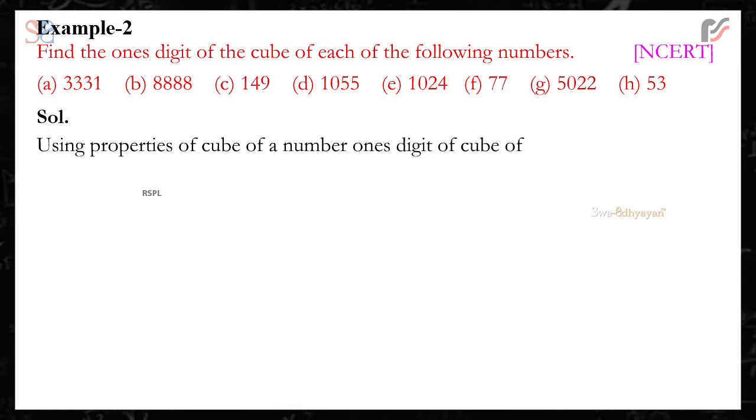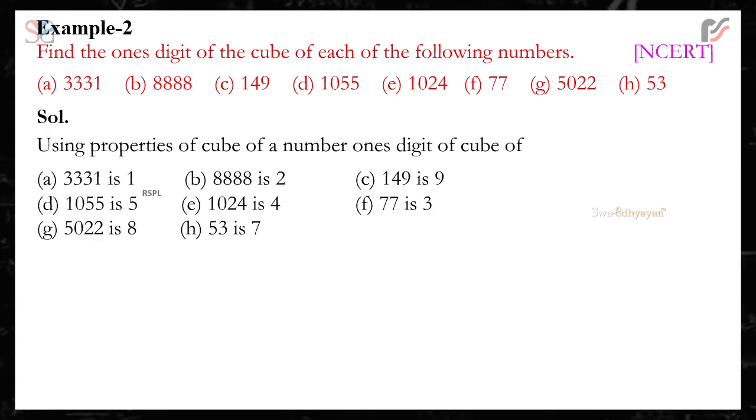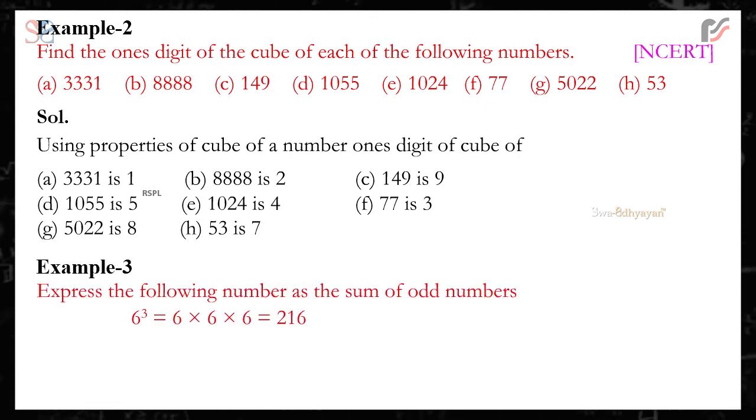Solution. Using properties of cube of a number, ones digit of cube of A. 3331 is 1. B. 8888 is 2. C. 149 is 9. D. 1055 is 5. E. 1024 is 4. F. 77 is 3. G. 5022 is 8. H. 53 is 7.